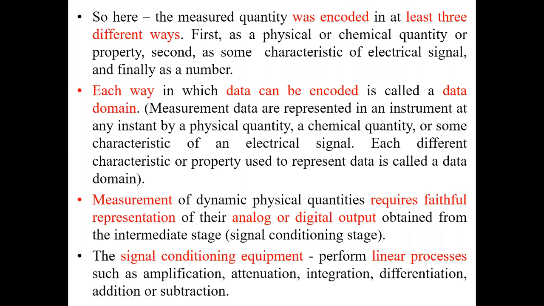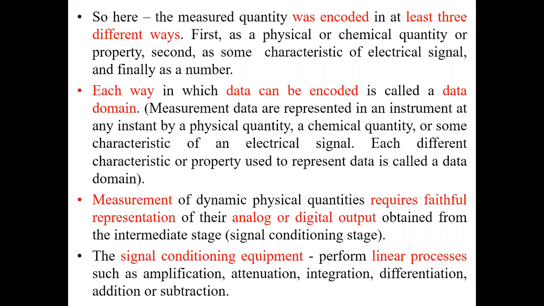So the measurement data represented by the instrument, like a physical quantity or a chemical quantity, is converted into an electrical signal, that is the first time. Next, the electrical signal is again converted into a property like a number. So data is encoded several times, approximately 2 to 3 times, and therefore it is called the data domain.